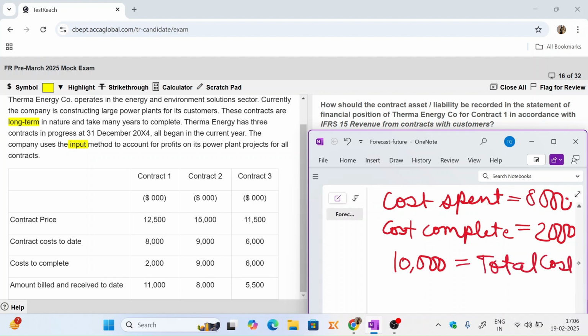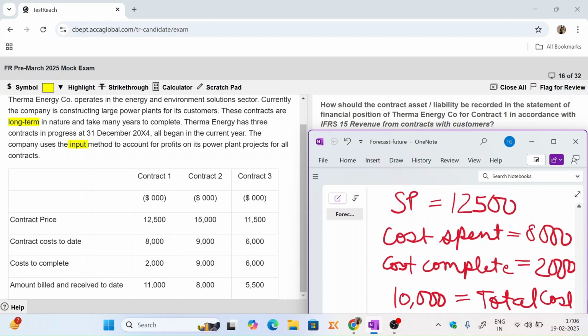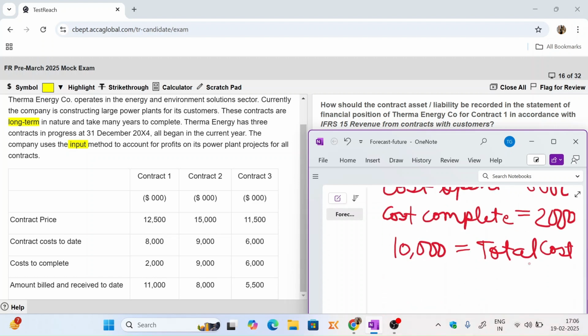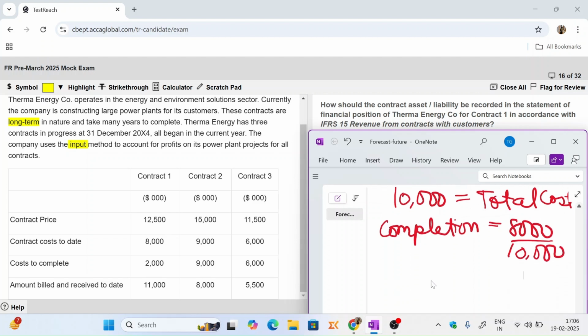With this we can work out the completion percentage. Because this is the input method, how much have I spent so far? I have spent 8,000. And how much do I intend to spend? A total of 10,000. That means my project is how much? It's 80% complete. You can multiply this by 100, so you'll get your answer in percentage. So that means your project is 80% complete.